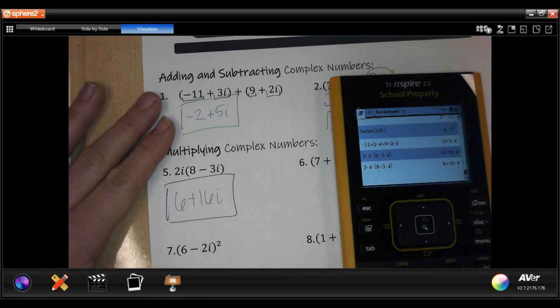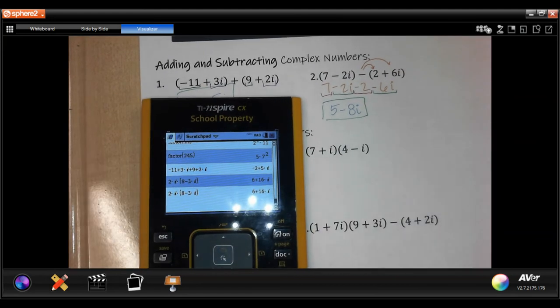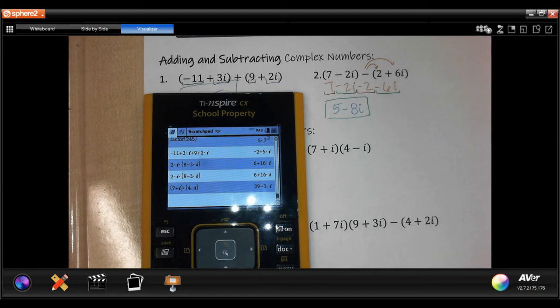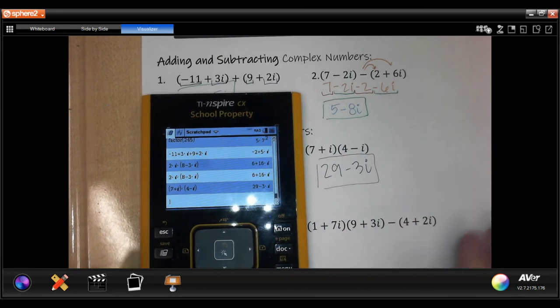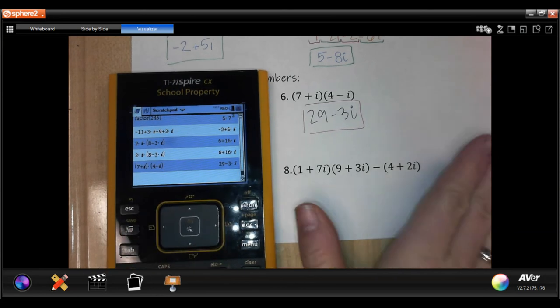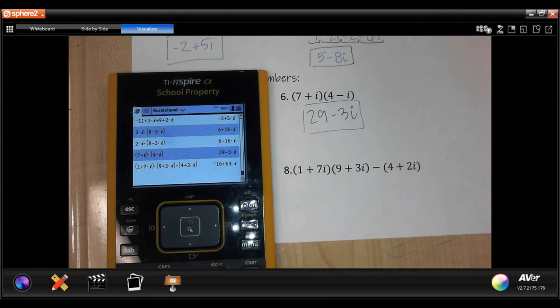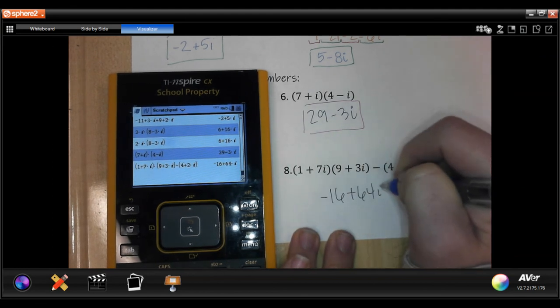Easy peasy. This next one, type it exactly like you see it: 7 plus i, parentheses, 4 minus i, parentheses, enter. We get 29 minus 3i. Okay, I'm going to go ahead and do this last one with you in the calculator, and then you will be able to practice. Plus 7i, 9 plus 3i, minus 4 plus 2i. Enter. We get negative 16 plus 64i.